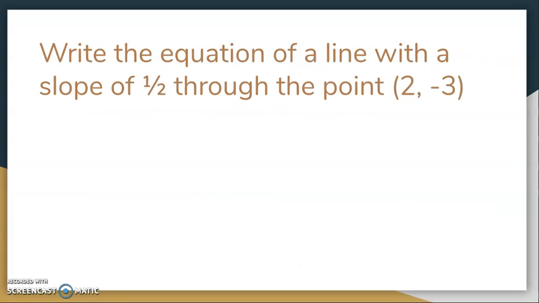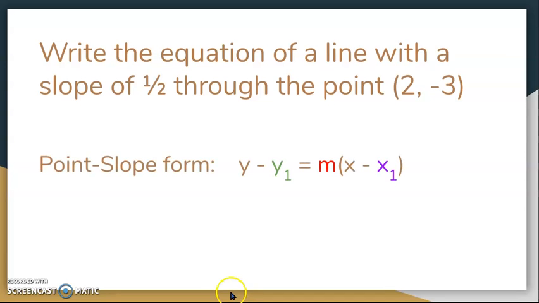Write the equation of a line with a slope of 1/2 through the point (2, -3). Well, first I'll start with my point-slope form since I've been given the slope and one point. My point-slope form of a line: y minus y1 equals m times (x minus x1). Remember, you need your slope and you need a single point. So I'm going to identify those up here. My slope is given to me as 1/2 and my point is (2, -3).